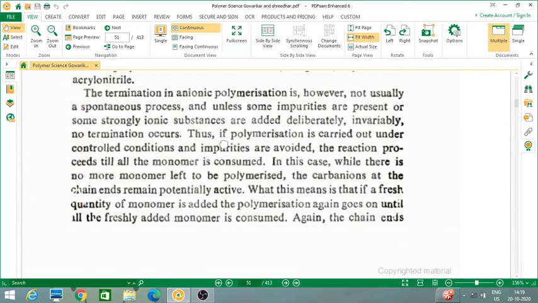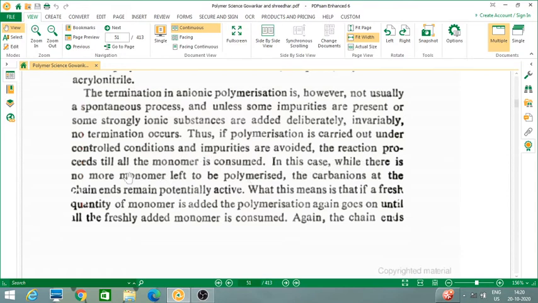The termination in anionic polymerization is, however, not usually a spontaneous process, and unless some impurities are present or some strongly anionic substances are added deliberately, invariably no termination occurs. Thus, if the polymerization is carried out under controlled conditions and the impurities are avoided, the reaction proceeds till all the monomer is consumed.